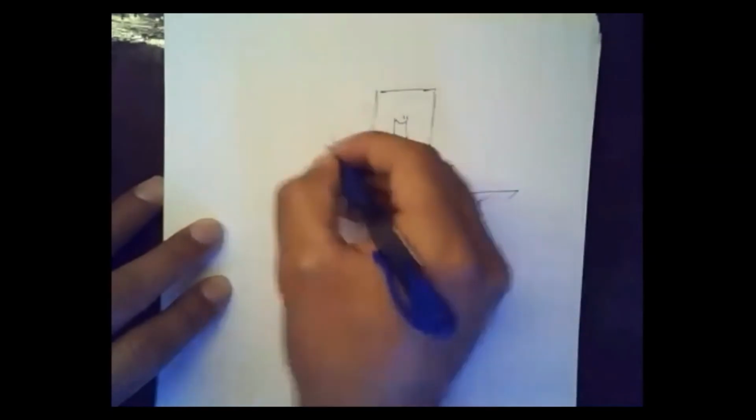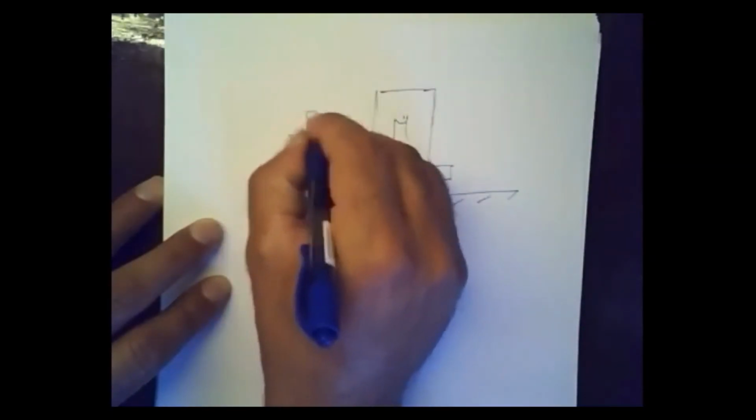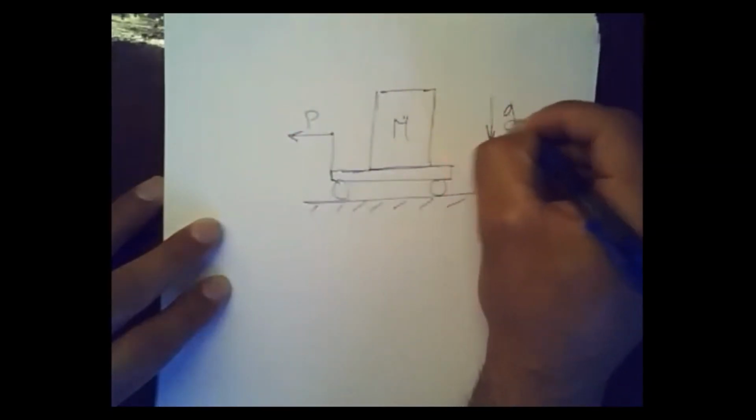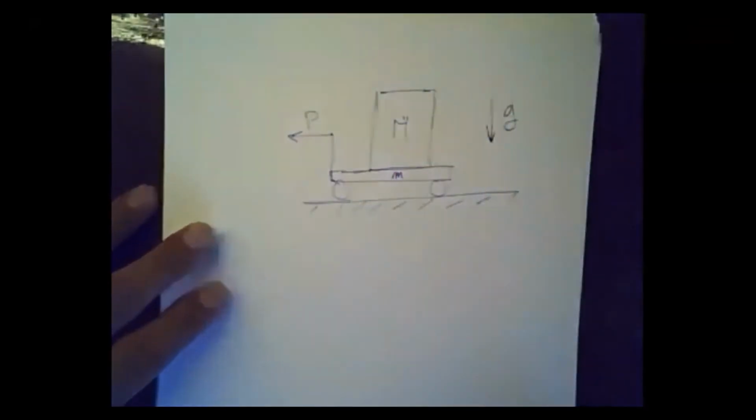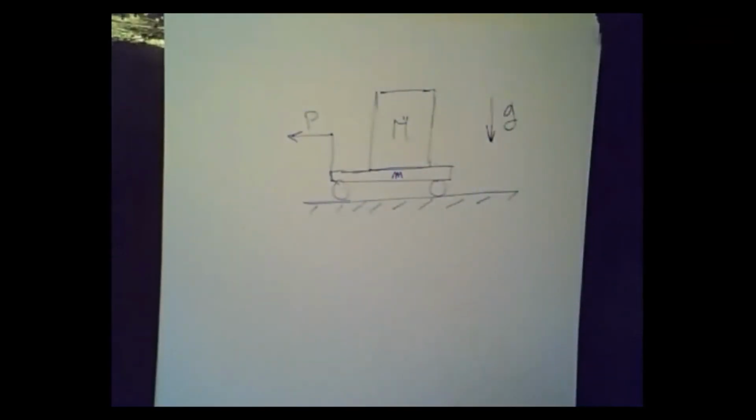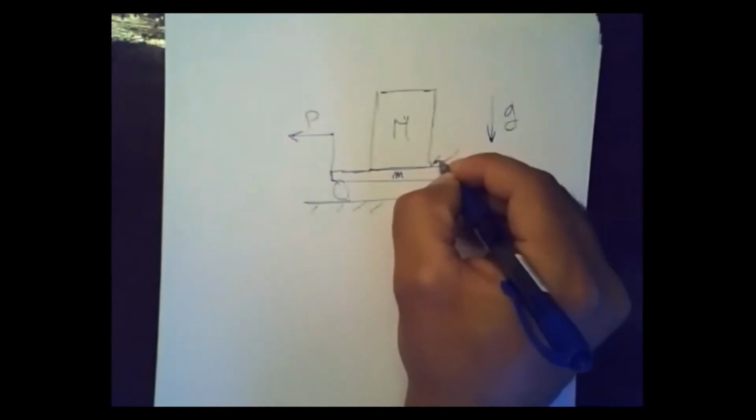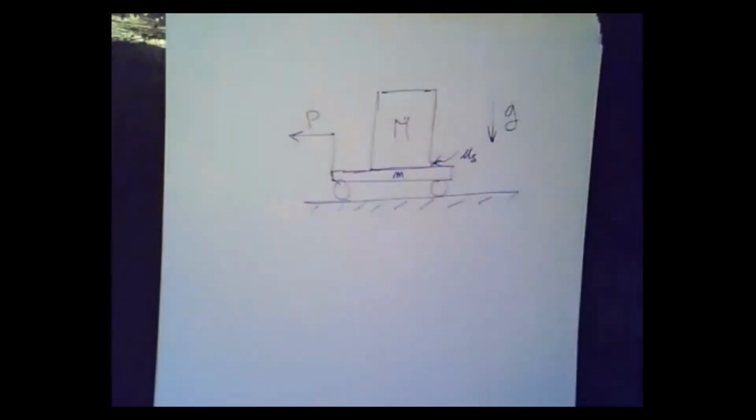And this guy is basically being pulled by a force P, and gravity is acting downward, and the mass of the smaller guy is m. All right, and then they tell you that the coefficient of friction in here is equal to μs. Okay, how are we going to analyze that?